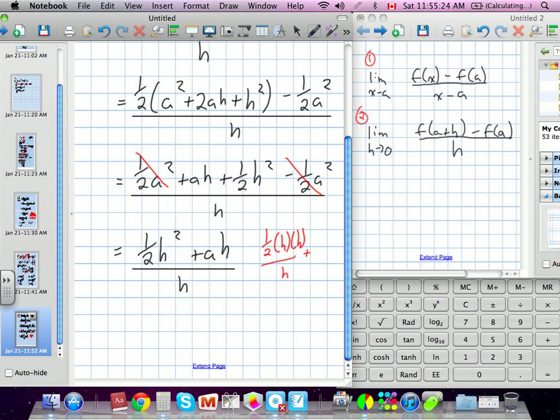A times h divided by h, which means I can cancel my h's out. When we look at it this way, it's easy to see that these h's are going to get rid of each other. So we no longer need to be a fraction. We just have 1/2 h plus a. Now, as h is approaching 0, we plug it in for h, and we get just a.